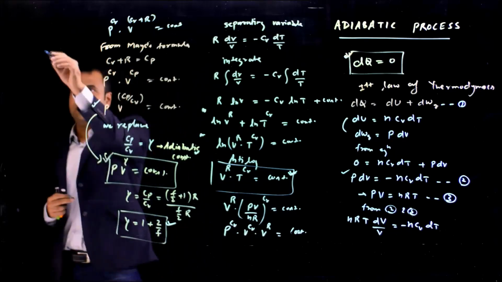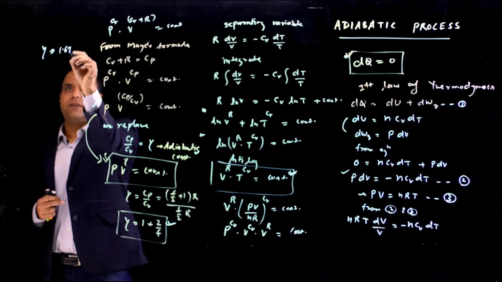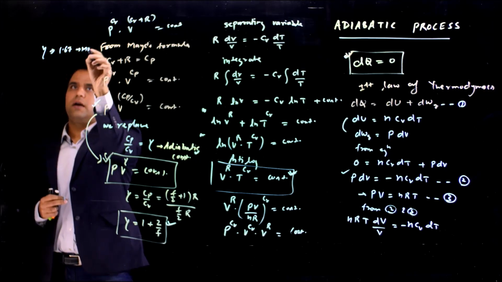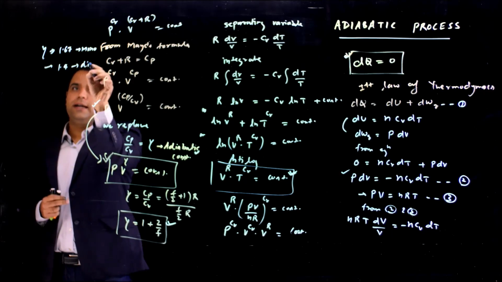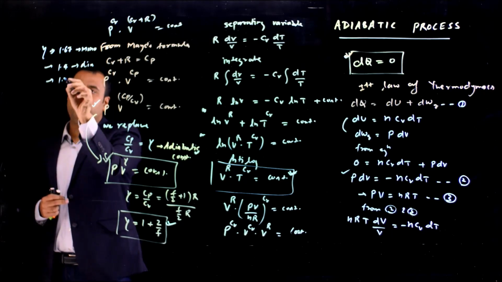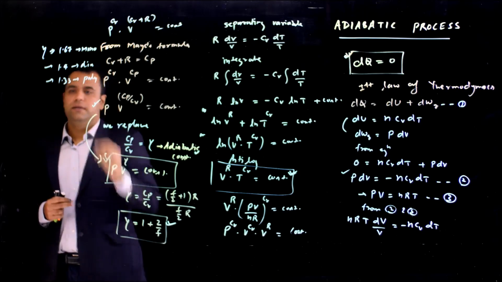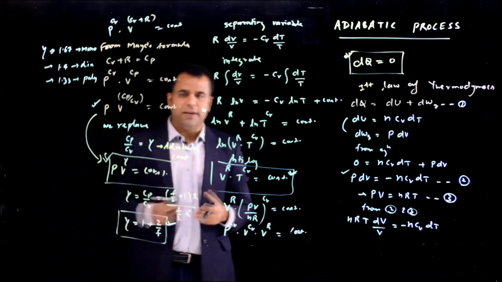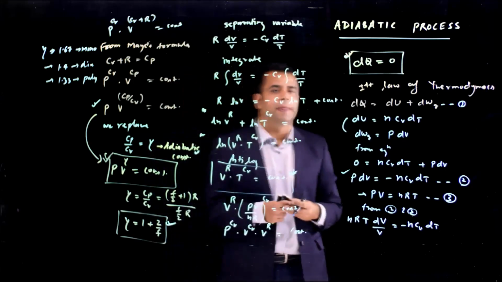And if you write the value of gamma, it will be 1.67 for monatomic, 1.4 for diatomic, and 1.33 for polyatomic gases. If it is a combination, we can calculate it by taking just the average in terms of proportion.